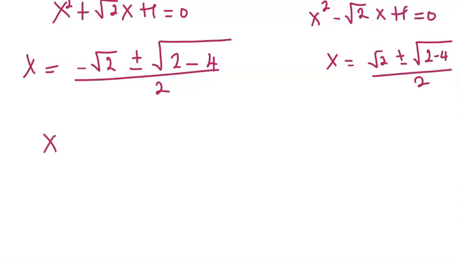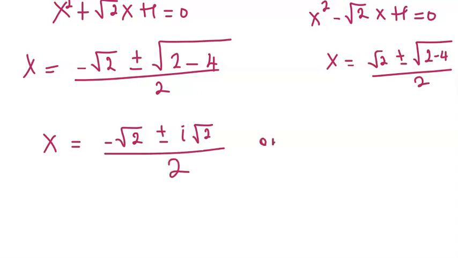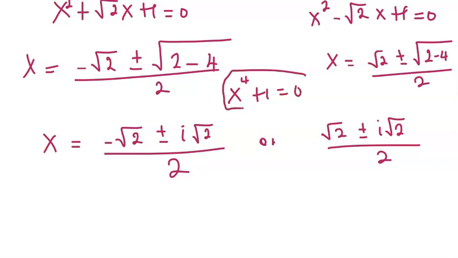So from here we have x is equal to negative root 2 plus or minus, so this is negative 2 under the radical, which is i root of 2. So this is divided by 2. And from this side here we have root 2 plus or minus i root of 2 divided by 2. Oh, so here you can see we have the fourth roots of unity here. All these are also solutions, right? If the equation were x raised to the power of 4 plus 1 is equal to 0, for this equation, all these are solutions.